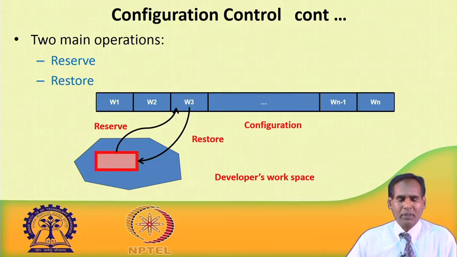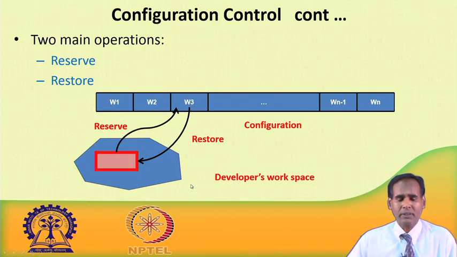If his request is approved by the project manager or by the steering committee, then a private copy of this configuration item W3 will be given to the developer. Then the developer will make whatever justifiable changes he wants on W3. Please remember, he will not directly do it in the master's copy. A copy of W3 will be given as the private copy.